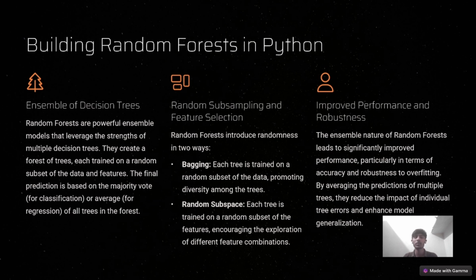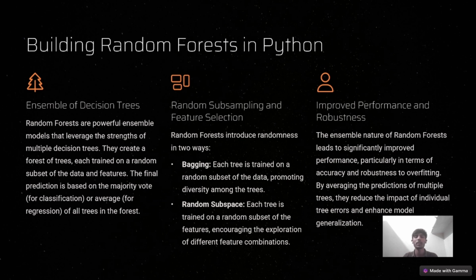Random sub-sampling and feature selection. Random forest introduces randomness in two ways. First, bagging. Each tree is trained on a random subset of data, promoting diversity among the trees. Second, random subspace. Each tree is trained on a random subset of features, encouraging the exploration of different feature combinations.